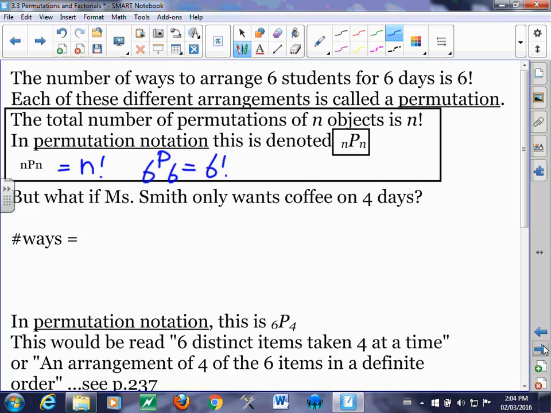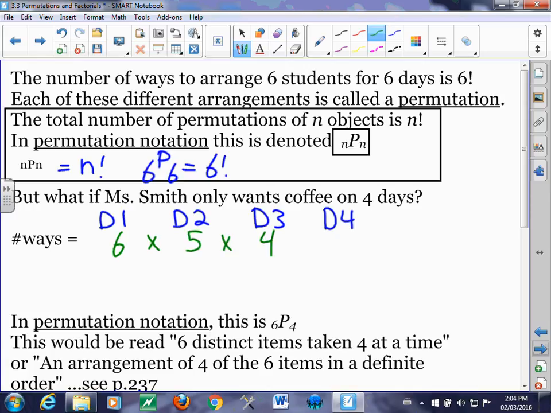All right. Next one, but what if Miss Smith only wants coffee on 4 days? Okay, so if we take a look at that, we've got day 1, day 2, day 3, and day 4. On day 1, we have 6 ways to do that. Day 2, we have 5. Day 3, we have 4 people left. And on day 4, we have 3.